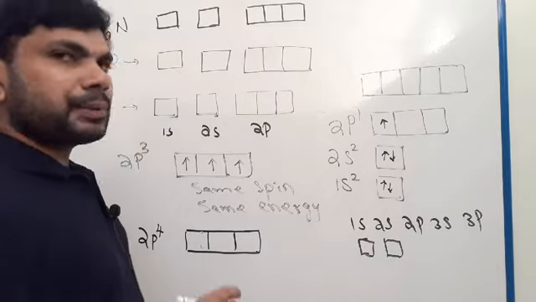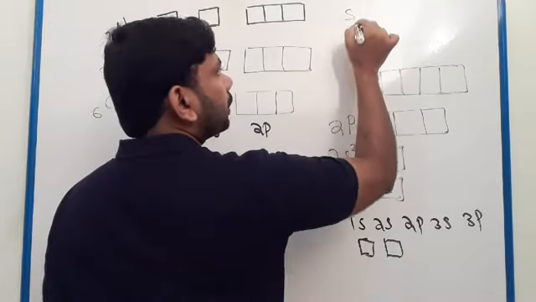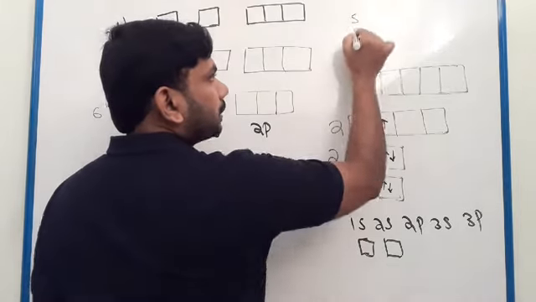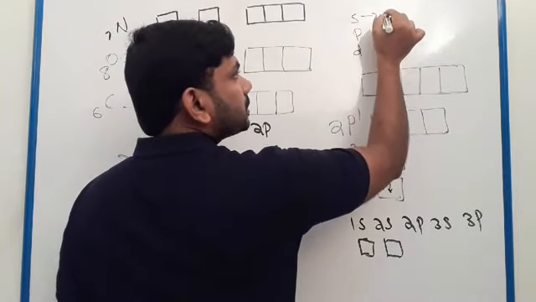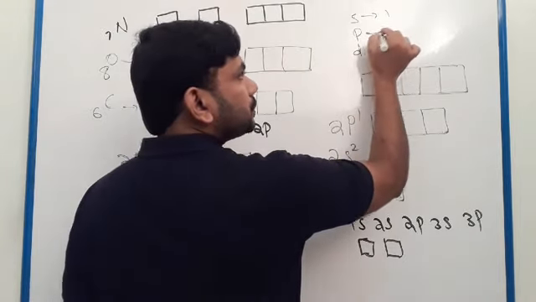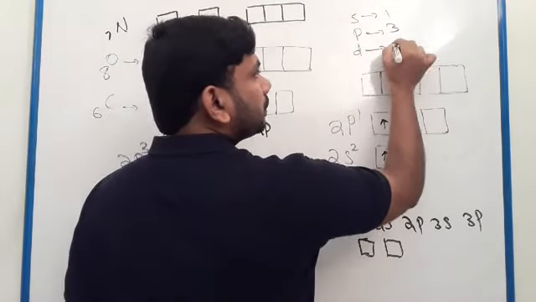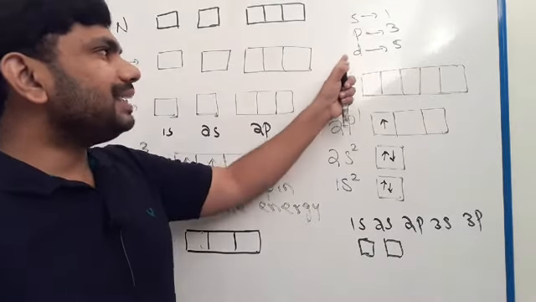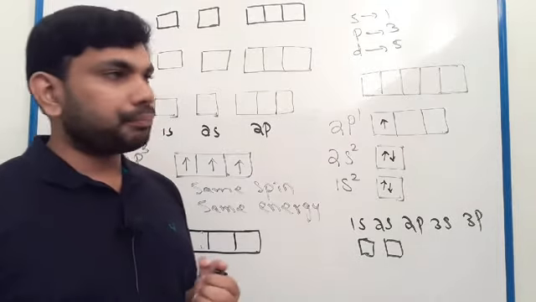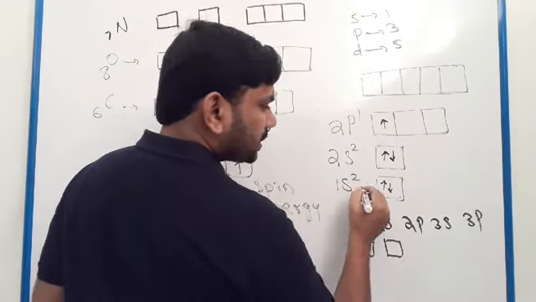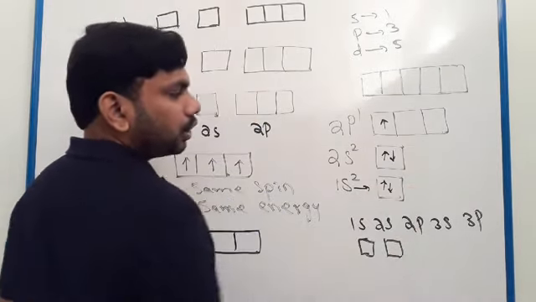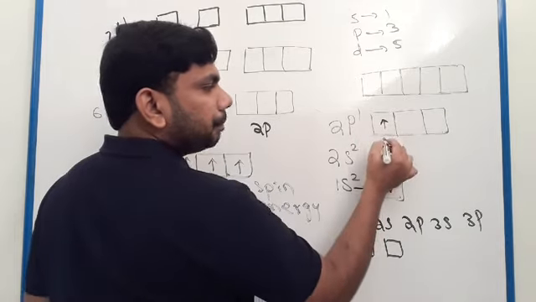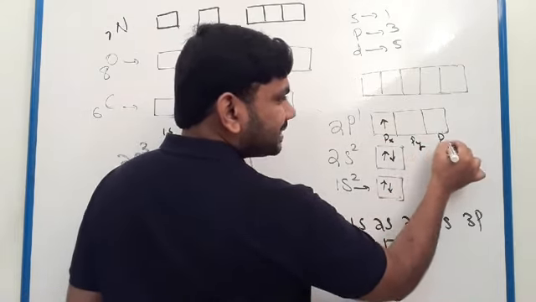We know the s, p, d subshells. The s subshell has one orbital, the p subshell has three orbitals, and the d subshell has five orbitals. Similarly here, for the s subshell, one box means one orbital. Here p means three orbitals, px, py, pz.